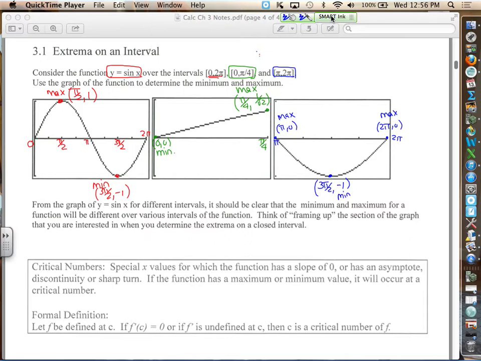So the max and the min is going to depend on how much of the graph you're looking at. All of these intervals have different maximums and minimums depending on how much of the graph, or how little of the graph, you're looking at.